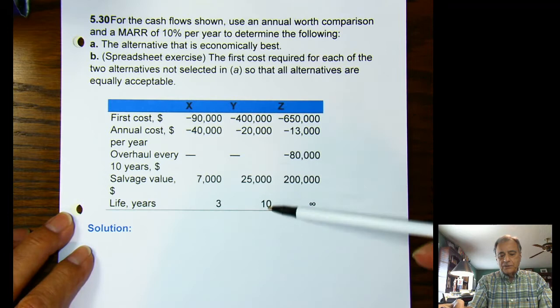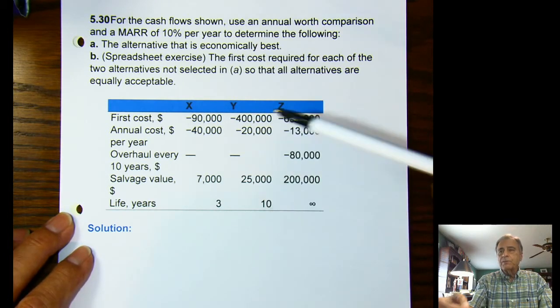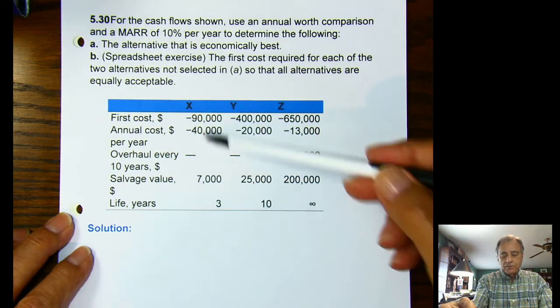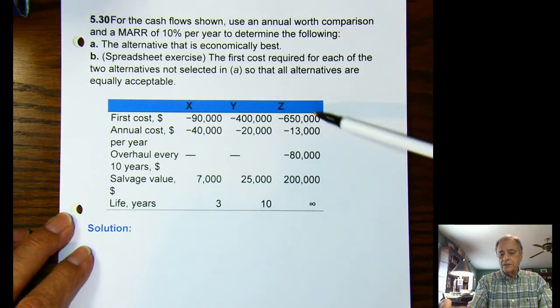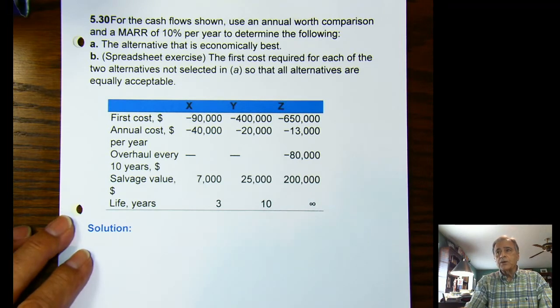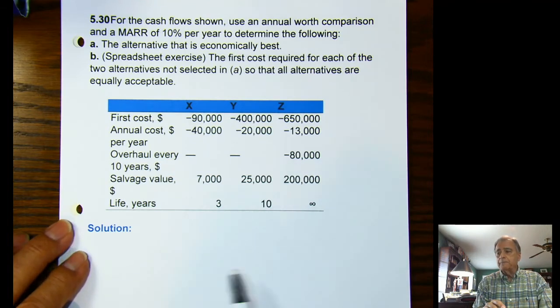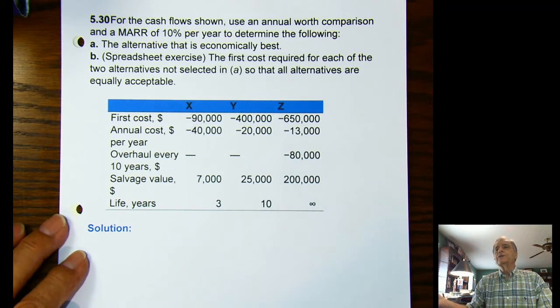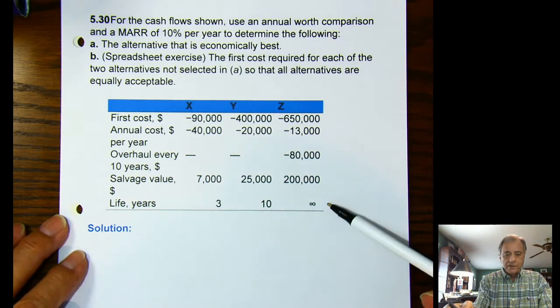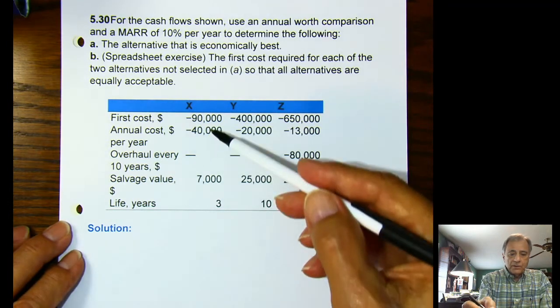This alternative, Y, lasts 10 years, so we're going to assume it repeats every 10 years, this repeats every 3 years, and this one goes on forever. So we're going to find the annual worth of each of these three alternatives and compare them over essentially an infinite time frame, because this is infinite here. So what's the annual worth of X?